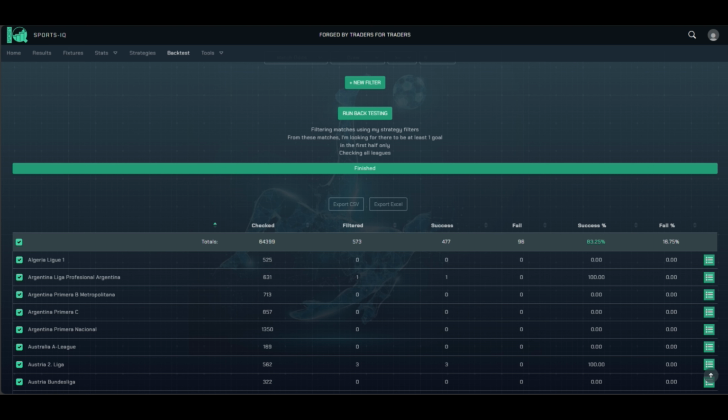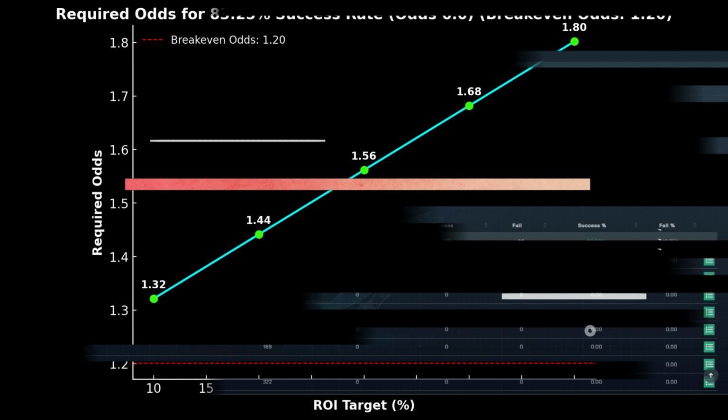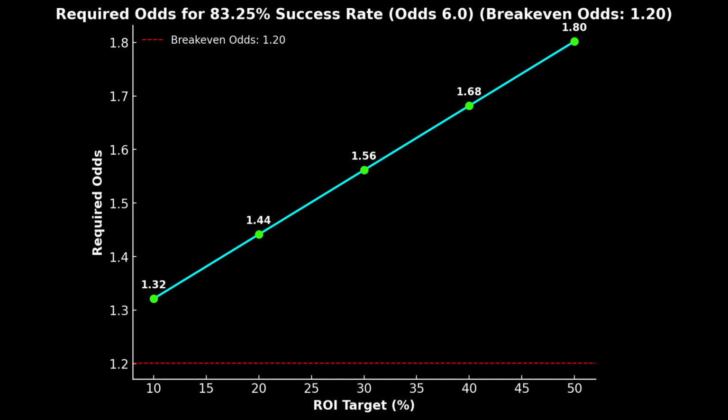So 477 trades with a goal in the first half and 96 trades with no goals. With an 83.25% success rate, we only need odds of 1.2 or above to maintain profitability. This result is especially encouraging, as it suggests that by focusing on matches with higher draw odds, we're able to secure a slight increase in our edge.